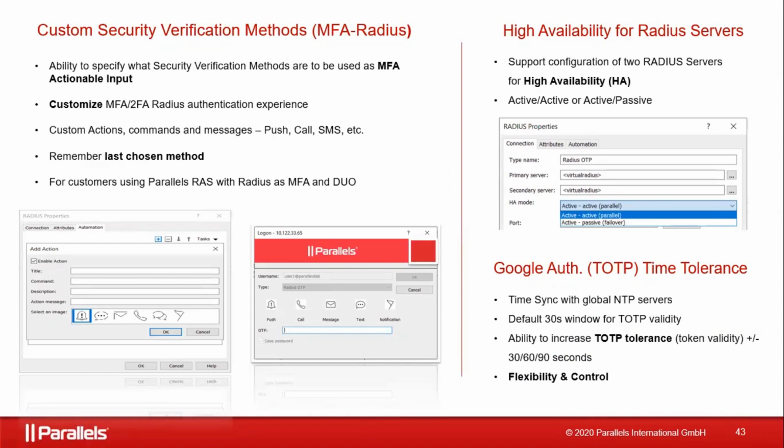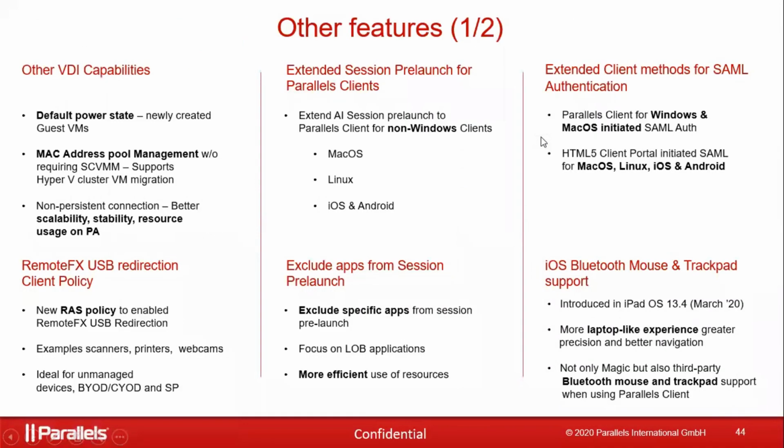Also for Parallels RAS, we support MFA. Whether it's Radius, Azure, or Google Authenticator, you may use these verification methods to access the servers. We also support high availability for the Radius server. If you have two Radius servers, we will help you do active and active-passive authentication. Other features include VDI capability, remote access, USB redirection, and client policy.